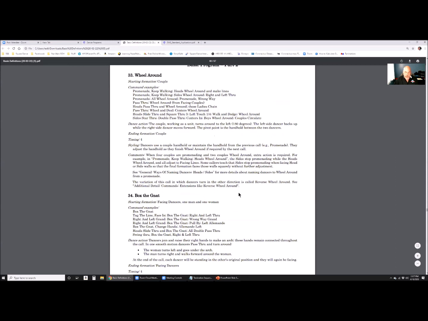I'm assuming everybody on the call knows Wheel Around, but let's just pretend for a second we don't. The idea here is that it's a 2-person call, and it doesn't matter who you have in your hand. It's not gender specific. The person on the left, as it says right here, as a unit turns around to the left 180 degrees. The person on the left side backs up, the person on the right side moves forward, and the pivot point is the handhold between the dancers. I think we're all comfortable with that.